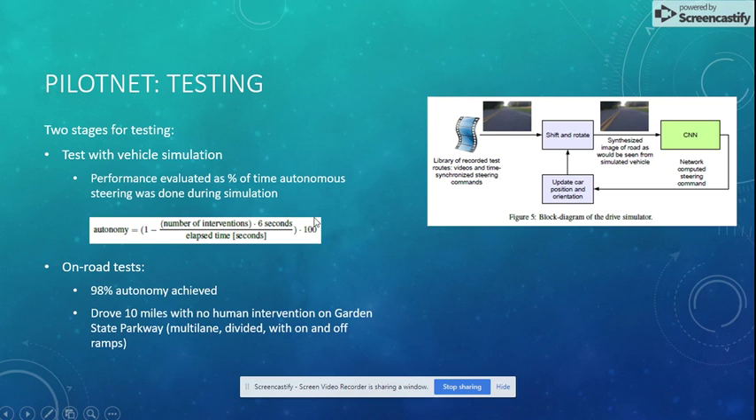After a good percentage of autonomy is achieved in simulation tests, they go to on-road testing, where 98% autonomy was achieved. Moreover, the car drove for 10 miles continuously without any human intervention on the Garden State Parkway.